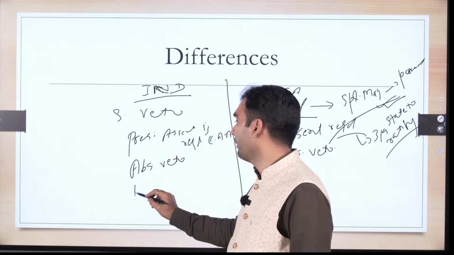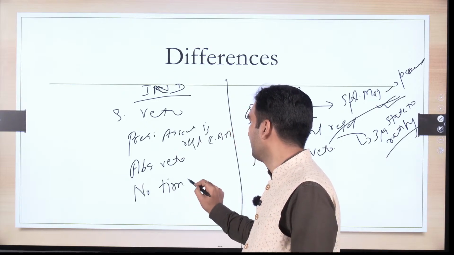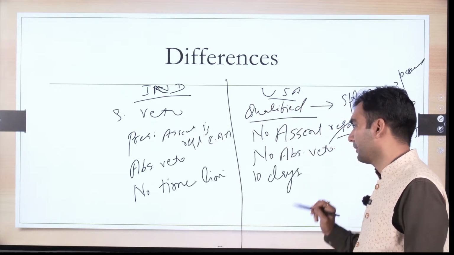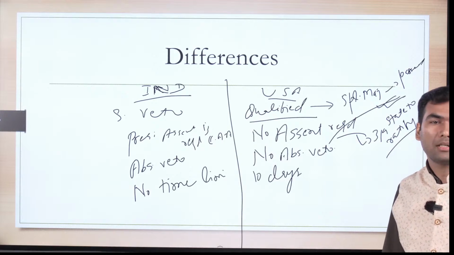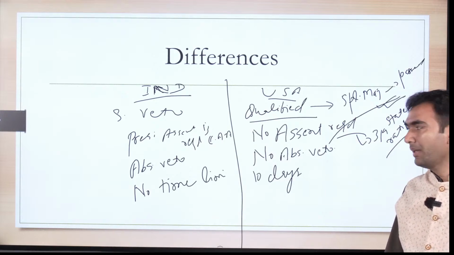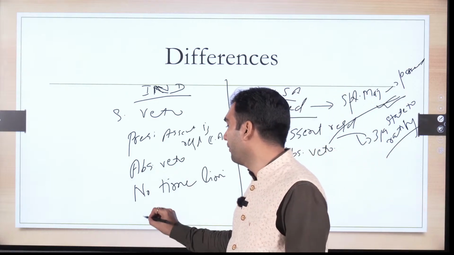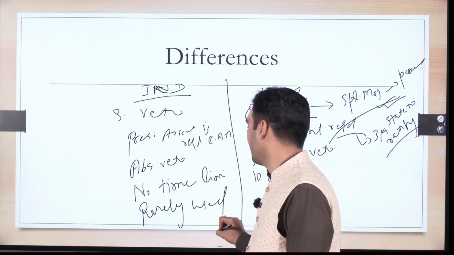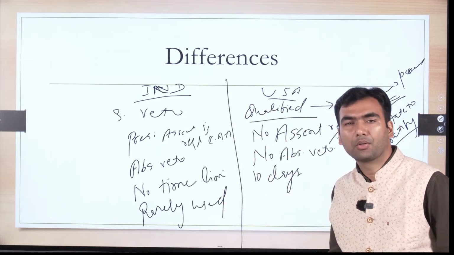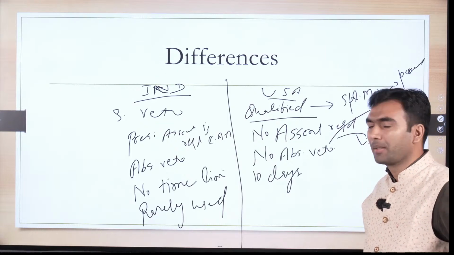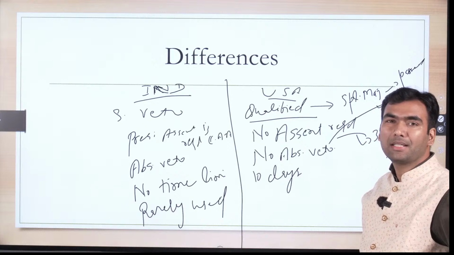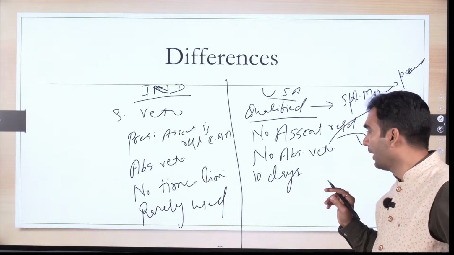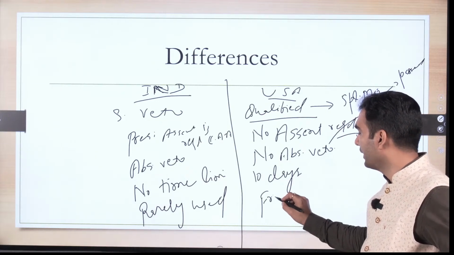In India no time limit is there. In USA, there is a 10 days time limit. Within 10 days, the president has to decide whether he wants to give assent or not. And the major difference is that in India, it is very rarely used, especially by the president. Governors still use it very frequently, but the presidents have not been using the veto power, whereas in USA it is very frequently used.